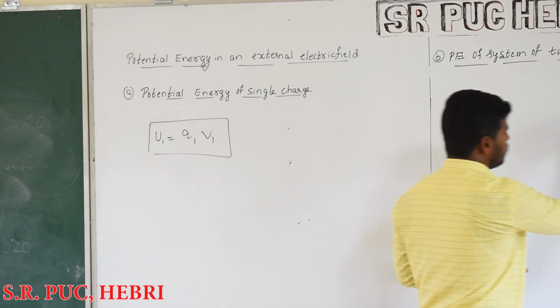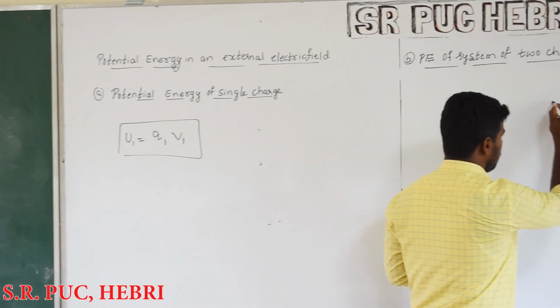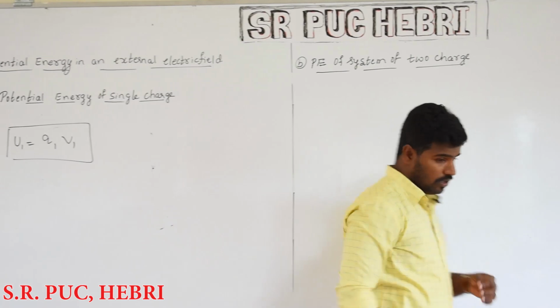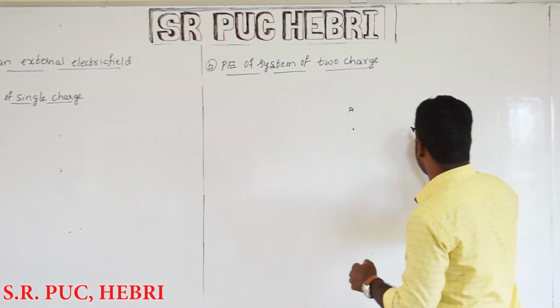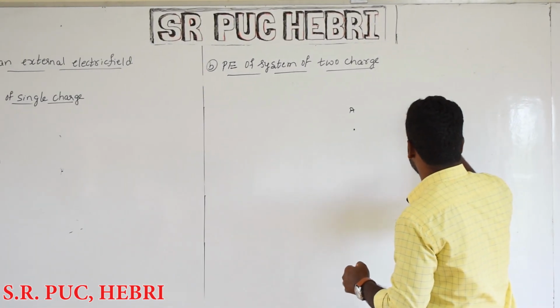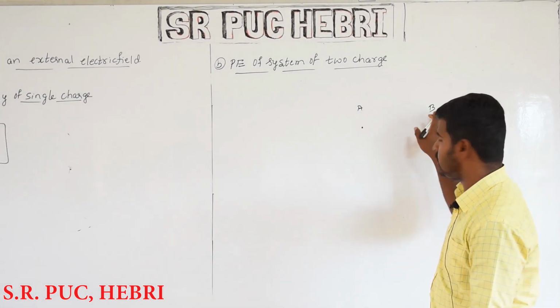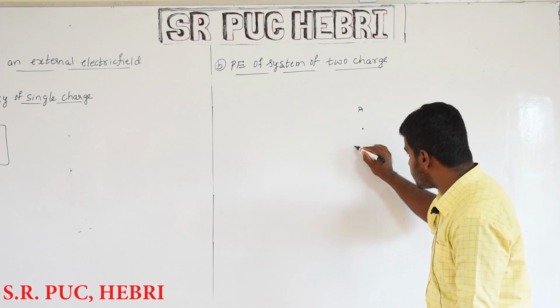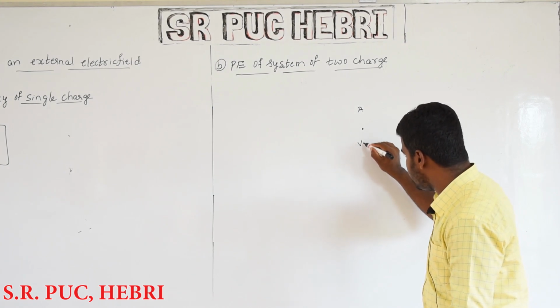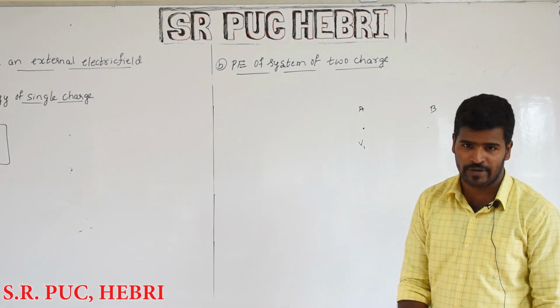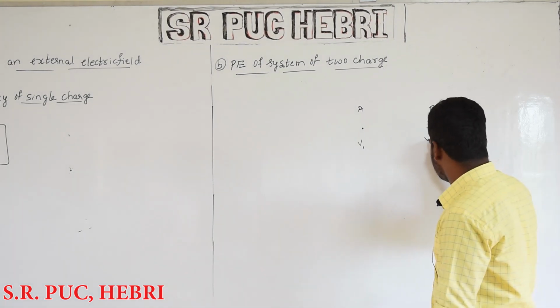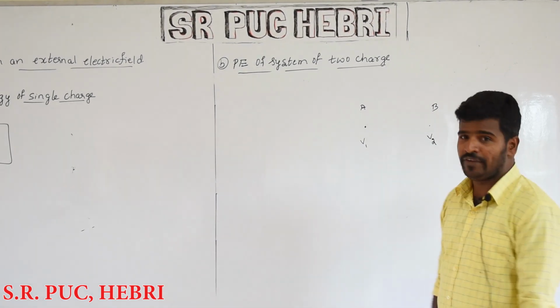Here we have taken two points, point A and point B, in an external electric field. Because of the external electric field, the point A is having the potential called V1. The point B is having the potential called V2.